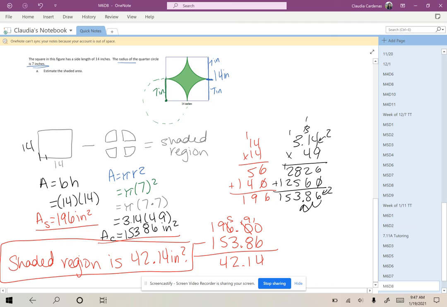So let's stamp one more time. To find the area of a shaded region, we need to find the outer area shape and then subtract the inner area shape to find the shaded region. Let's try more independently.